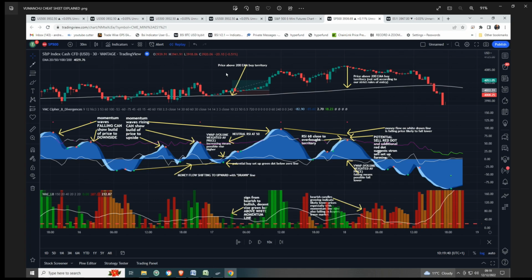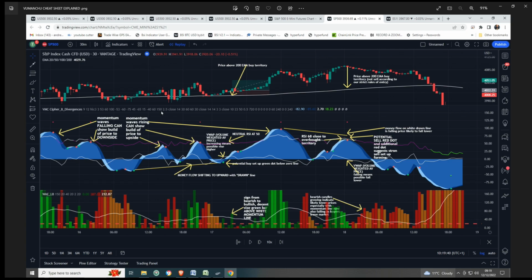So as it says here, 200 EMA, this is now buy territory. Price above the 200 EMA, buy territory. Do not sell according to our strict rules of entry. So if we see price action above, then we can look at a buy setup. And what is going to be a buy setup?